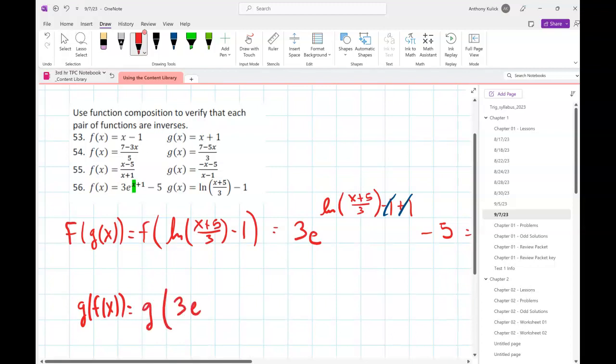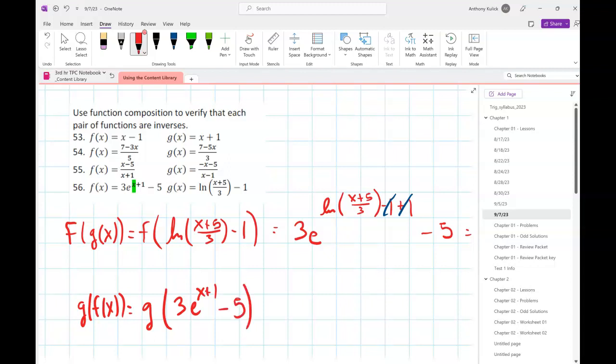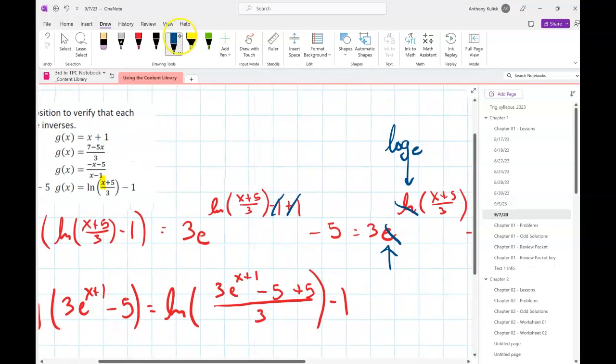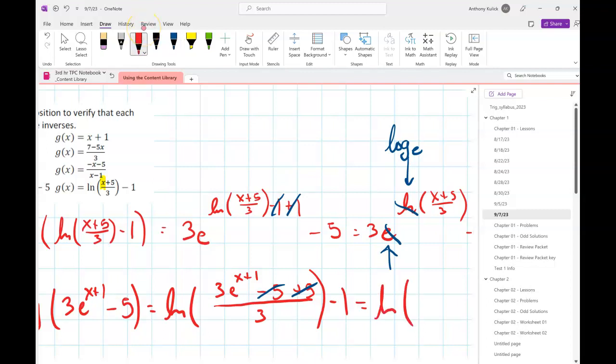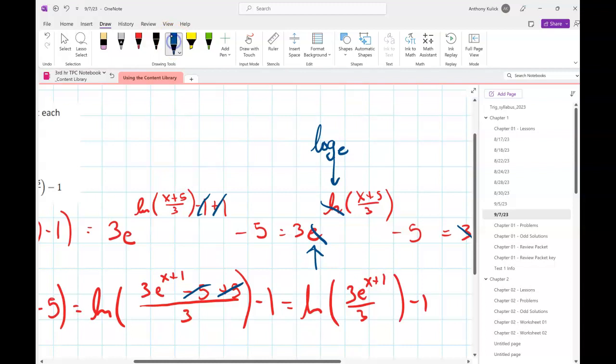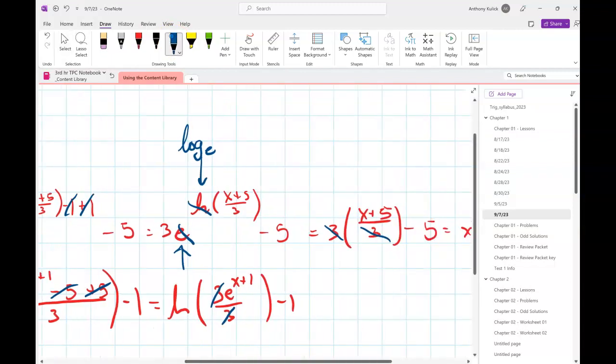Again, I'm going to replace the f with the function that it's equal to. And then this time I'm going to be plugging this into the x in g. So we have the natural log of 3e to the x plus 1 minus 5 plus 5 all over 3 minus 1. Again, if I look inside the parentheses there, I notice the plus 5 and minus 5 can cancel each other right out. That's good news. And then the minus 3 and the plus 3 cancel each other out.